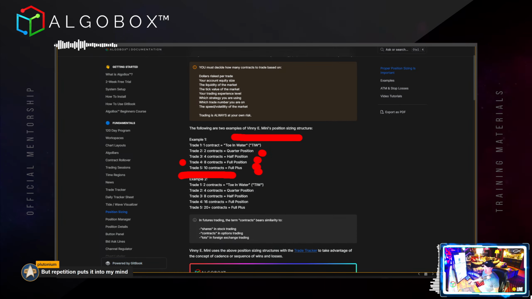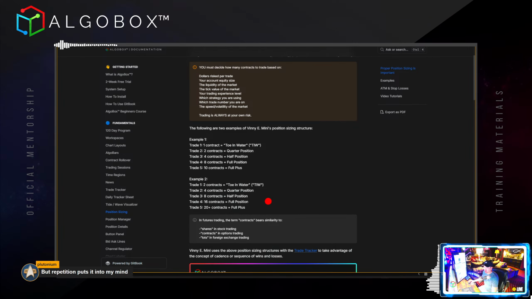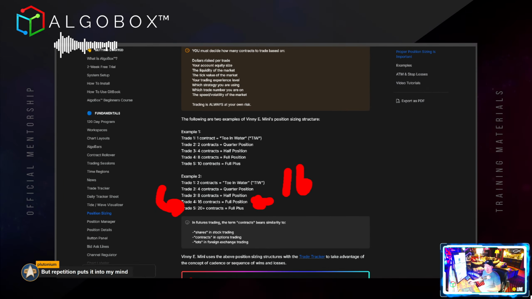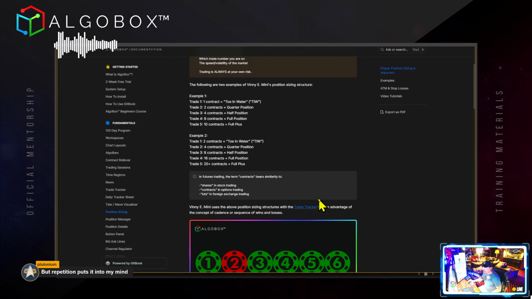And I might go from 1, 2, 4, 8 to 10. Example 2, 2, 4, 8, 16. There's my full contact position normally right there. When I say my full is generally 16, you'll hear me talk about that a lot on my live streams. For me, everybody is different on that.